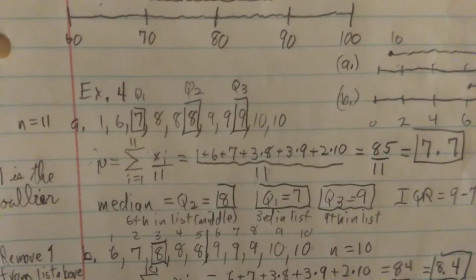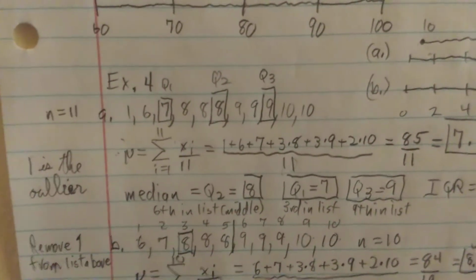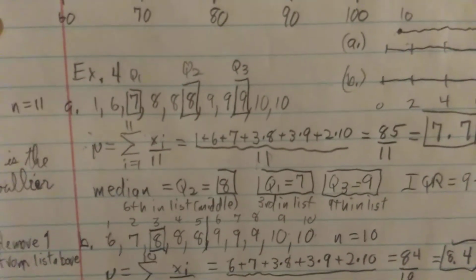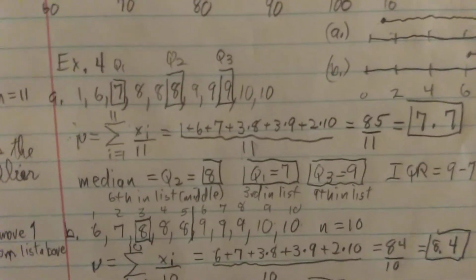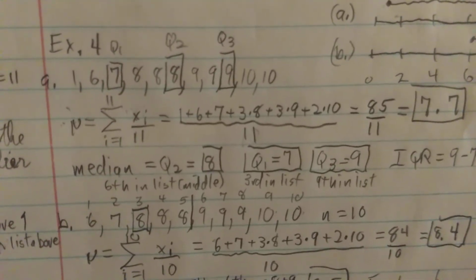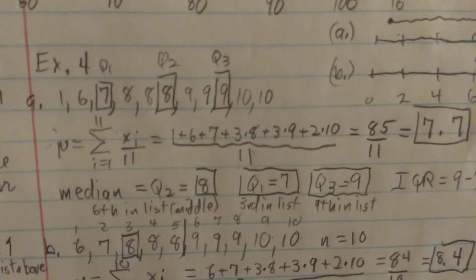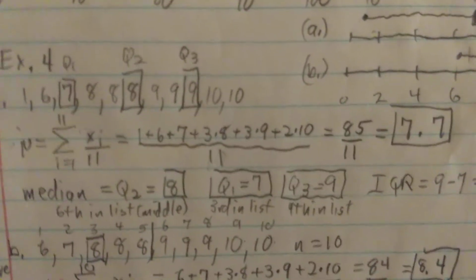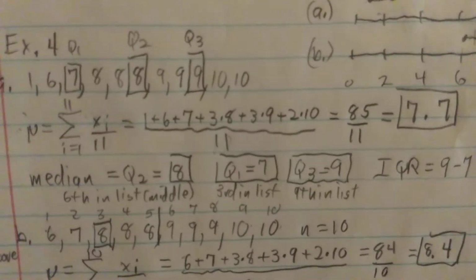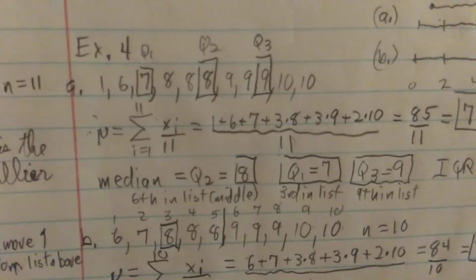Okay, now on example 4, we have 11 numbers: 1, 6, 7, 8, 8, 8, 9, 9, 9, 10, 10. And this is 11 numbers, so just like we did before, we can go to the sixth one and find the median, which is 8. 1, 2, 3, 4, 5, 6. The third 8 is the median. That's the sixth number of 11, the middle, 5 below, 5 above. The median of the bottom 5 is 7, and the median of the top 5 is the third 9. So that's the Q1, Q2, Q3.